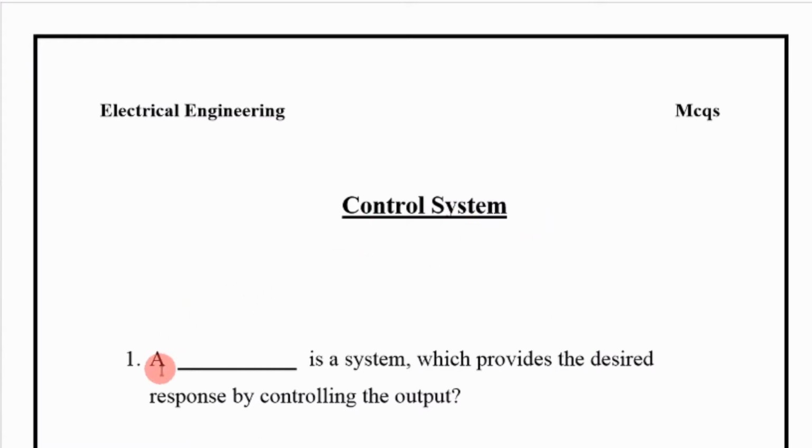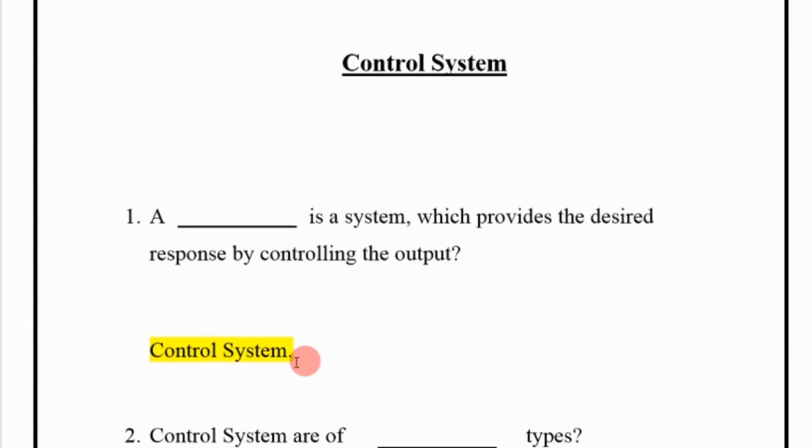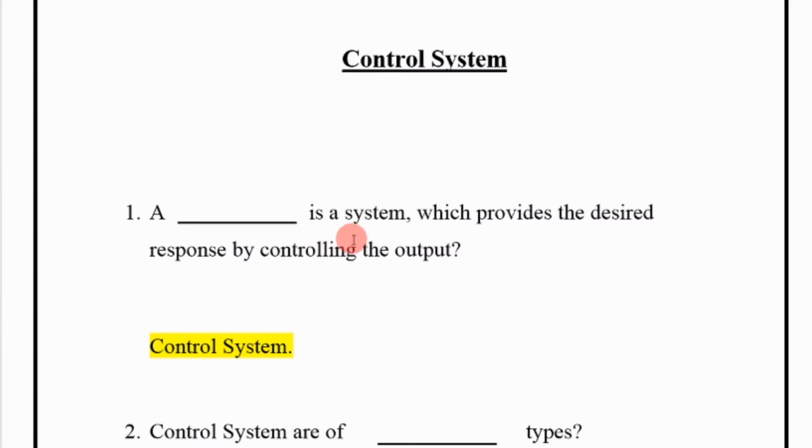Control system. A control system is a system which provides the desired response by controlling the output.